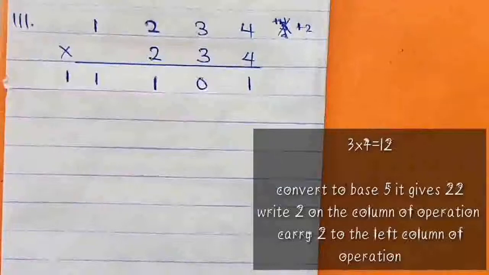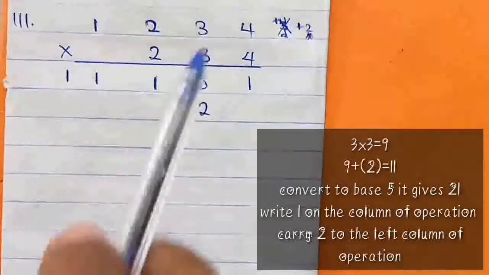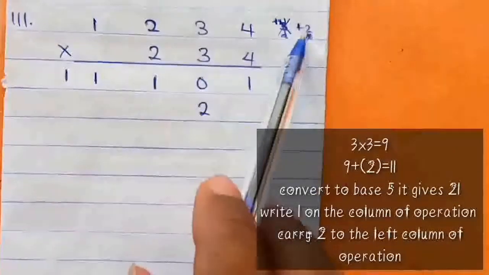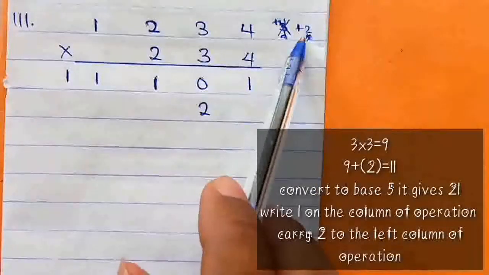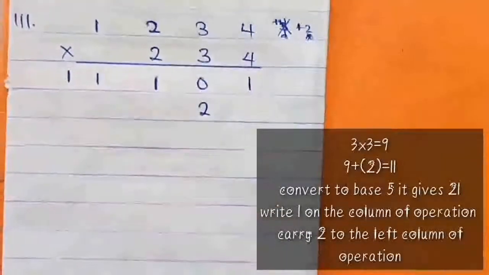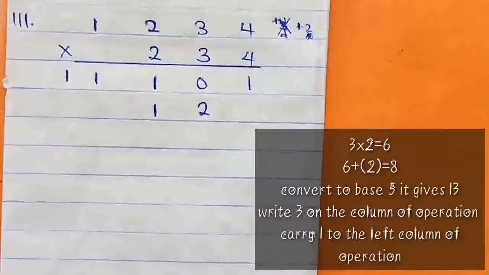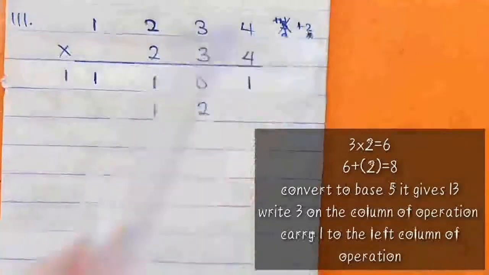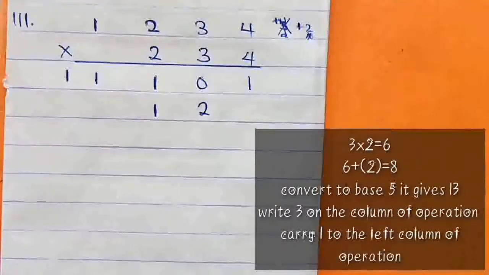3 times 4 will give me 12. Converted to base 5 will give me 2, 2. Therefore, I write 2, carry 2. 3 times 3 will give us 9, plus this my 2 will give me 11. Therefore, converting it to base 5 will give me 2, 1. I will write 1, carry 2. 3 times 2 will give me 6. 6 plus this my 2 will give me 8. Converting 8 to base 5, I will have 1, 3. Therefore, I need to write my 3 and carry 1.